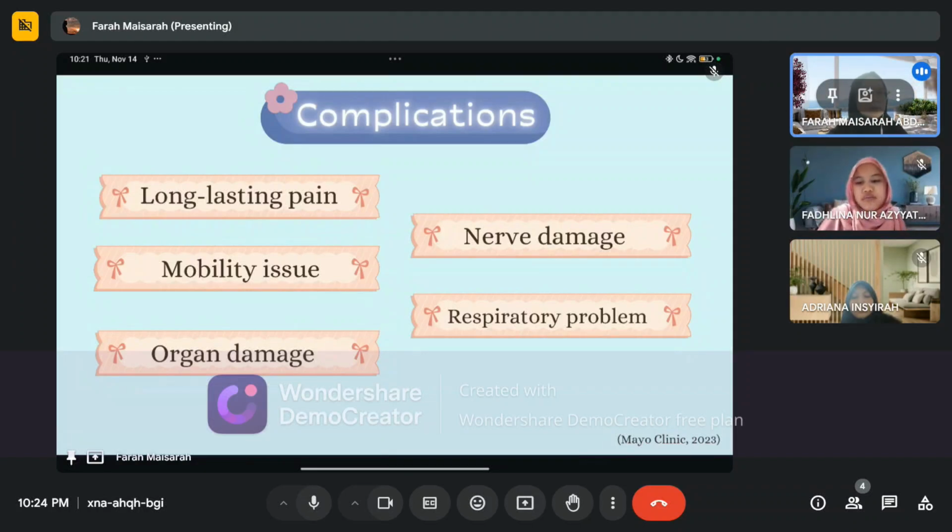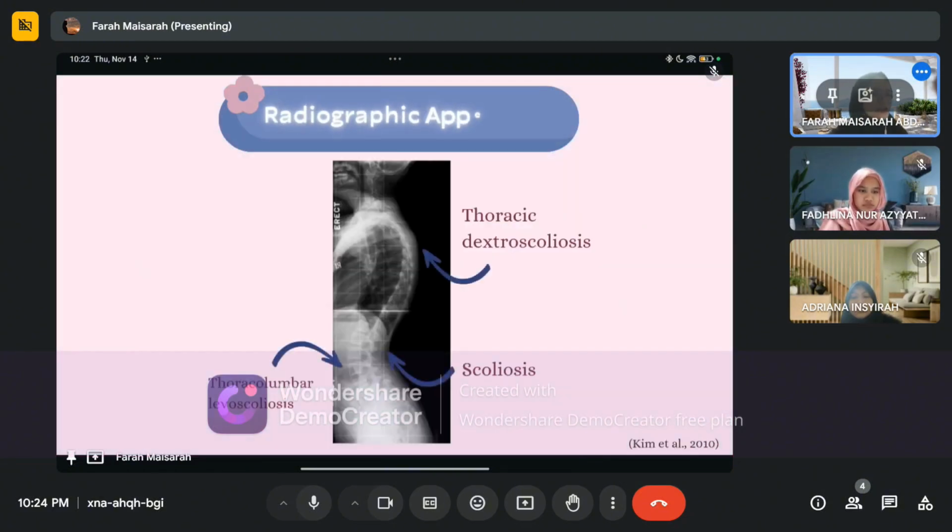So I will explain about the radiographic appearance. In this lateral radiograph, we can see the thoracic dextroscoliosis and the thoracolumbar level scoliosis. This patient, in my point of view, has an S curvature.